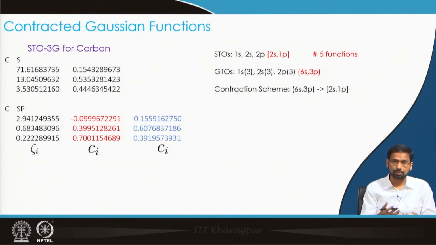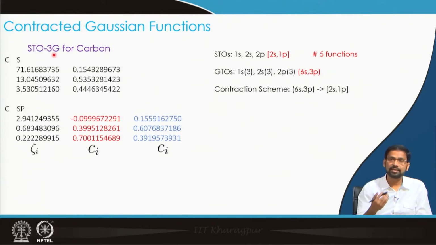So the problem is slightly more complicated, but the basic idea remains the same: the contracted Gaussian functions, in particular STO-3G, because we saw that by taking 3 different Gaussian functions we were able to fit a single Slater type orbital beautifully. Now, before we look at these numbers, let us have some basic ideas. We want one Slater type orbital for the 1s orbital, one for the 2s orbital, and one each for 2px, 2py, 2pz.